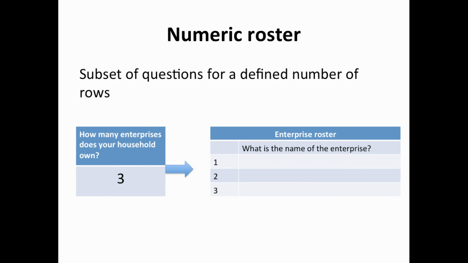A numeric roster defines the number of rows in a roster through a numeric question set outside of the roster. A numeric roster is used when your questionnaire first asks how many items to capture in the roster. For example, how many enterprises the household operates, before asking detailed information about each item, like the name, sector, and years of operation for each enterprise.